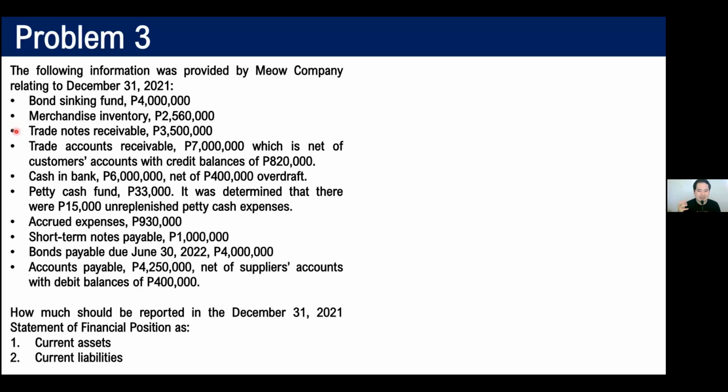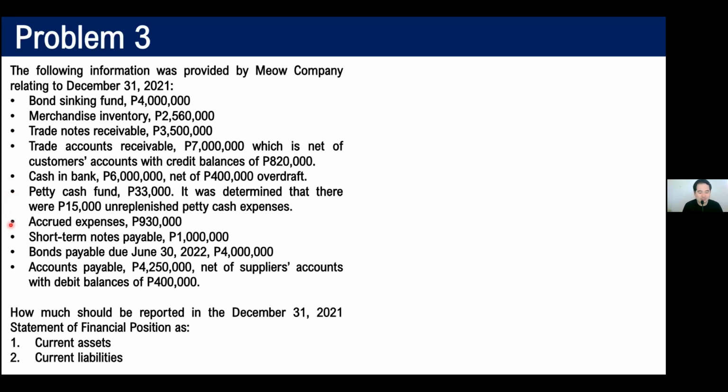So, kita naman, parang current na yan, di ba? Habang tinitignan niyo yung tanong, iisipan niyo na agad ng mga ganun ha, para hindi ka nalilito. Trade accounts receivable, 7 million. Meron daw customers accounts with credit balances of 820. Nakaneto na daw. Ano kayang gagawin natin dyan later? Cash in bank na nakanet ng overdraft na 400,000. Petty cash fund na 33,000 pero may mga unreplenished petty cash expenses na 15,000. Anong gagawin kaya natin dyan?